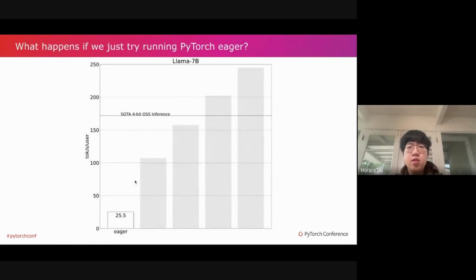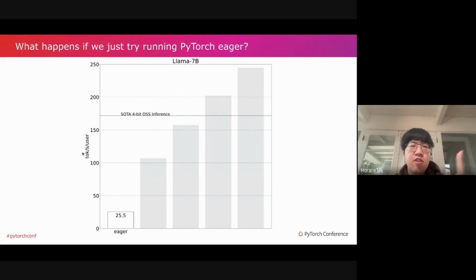So the first thing we can try is to implement transformer inference naively with just pure PyTorch and try to do inference. If you just try running this, you can see that the performance is very bad. We get about 25.5 tokens per second for Llama 7B. Compared to more optimized libraries, like MLC or ExLlama, which can get closer to around 170 tokens per second in my testing.